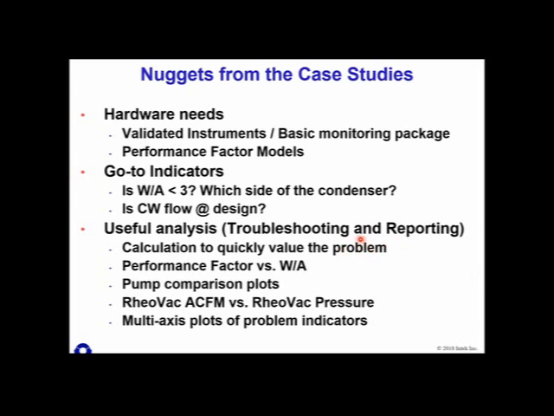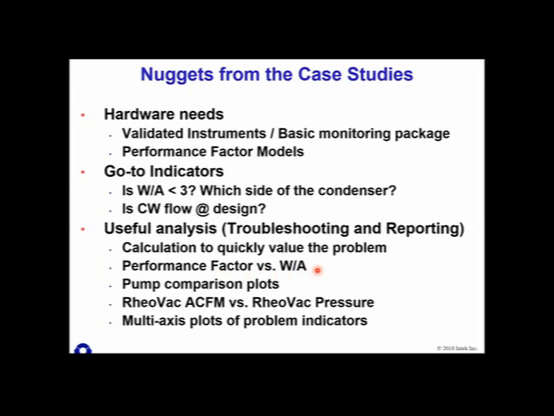Okay, so some useful analysis, troubleshooting, and reporting. If you're going to report this to your peers or your supervisors, you want to calculate values to quickly value the problem. We went through that with that Excel spreadsheet, valuing the problem, trying to figure out what it's worth, what's the dollar value. You may have a different method. You may want to quantify it in heat rate. We've shown you methods for that. But so that's a nugget. Value the problem so that you can communicate that to another person. We've given you some options.